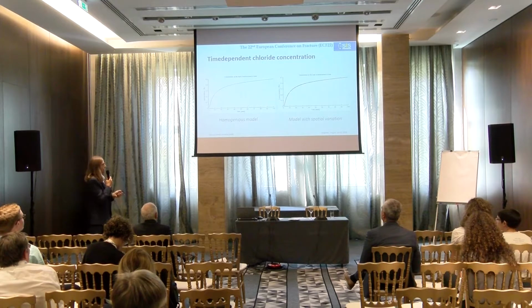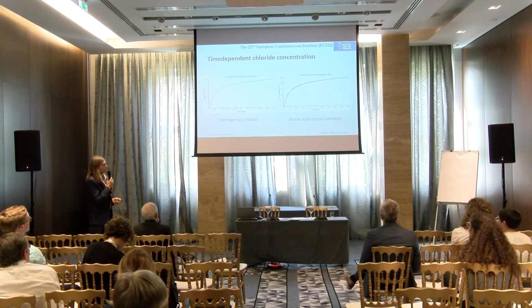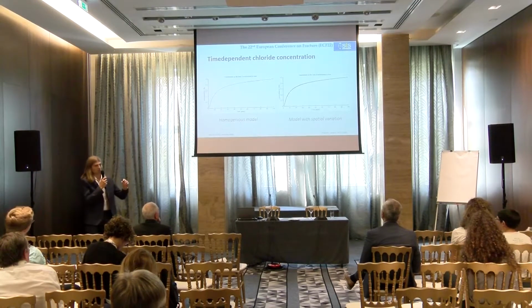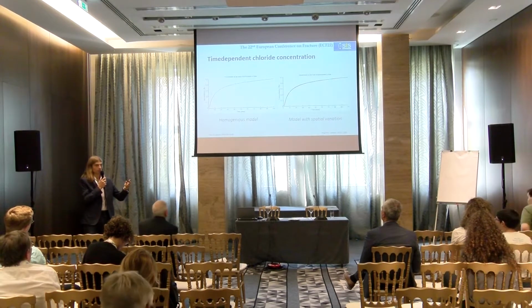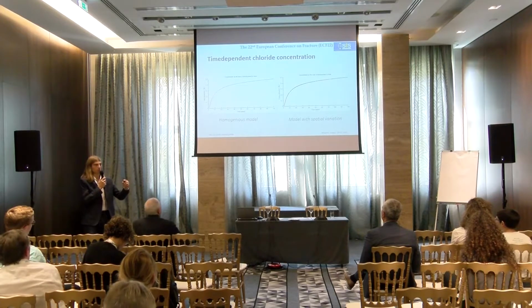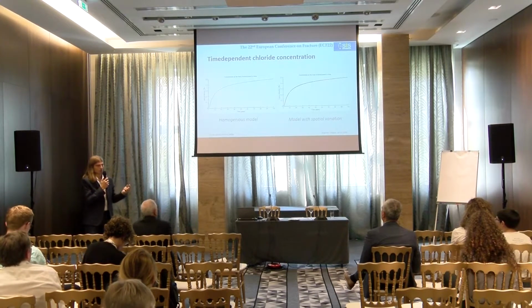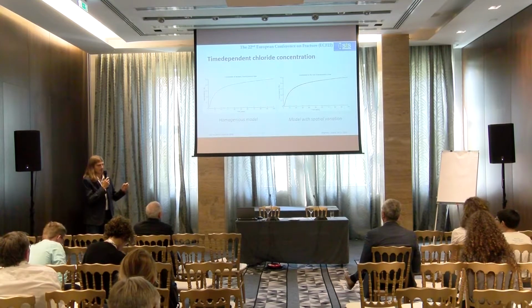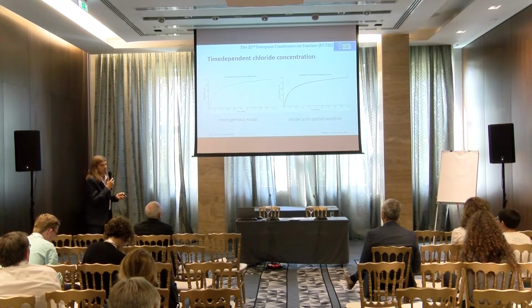These are the results of the concentration of chlorides at the level of the reinforcement, the homogeneous approach, and this is the non-homogeneous approach. And these three lines that basically overlap each other are the minimum from the simulation, maximum, and the mean value. So we can see that this implementation of spatial variation has basically no significant effect.